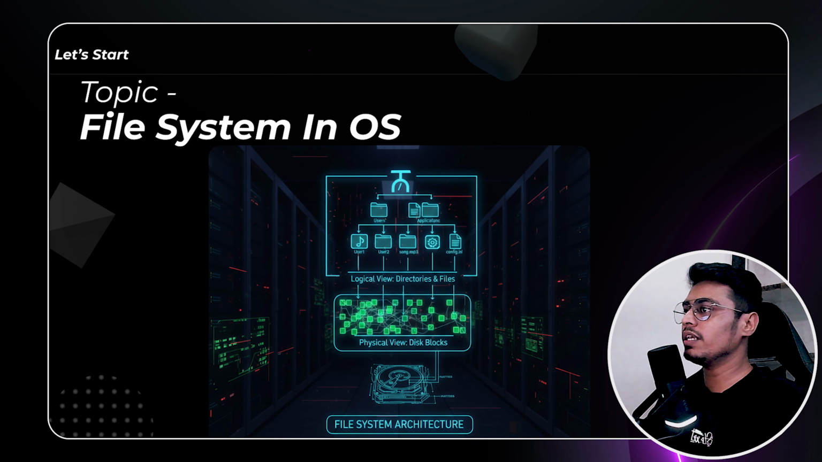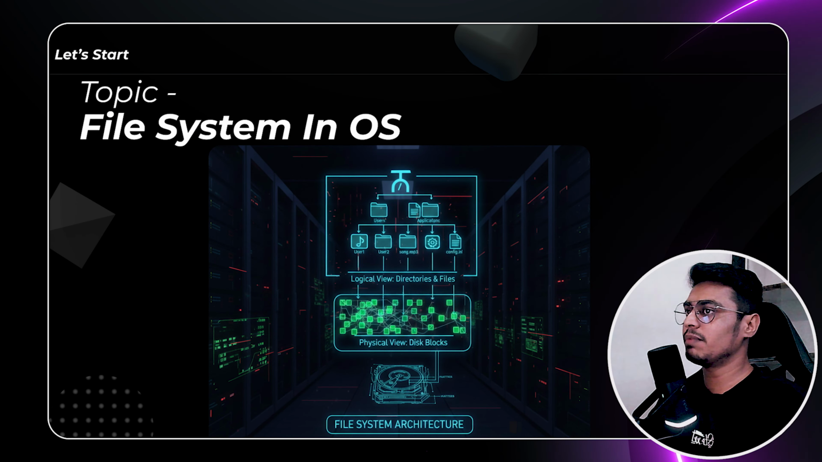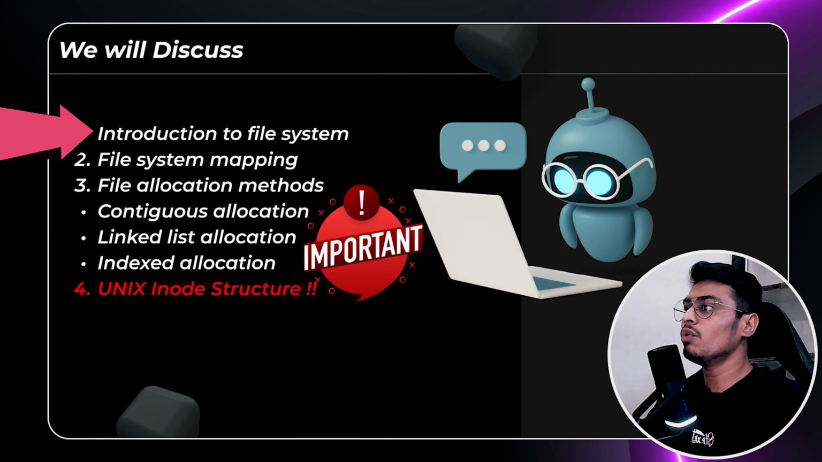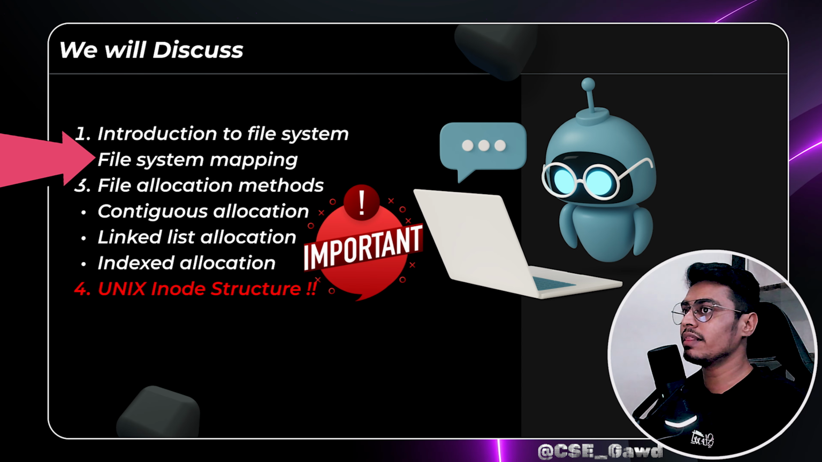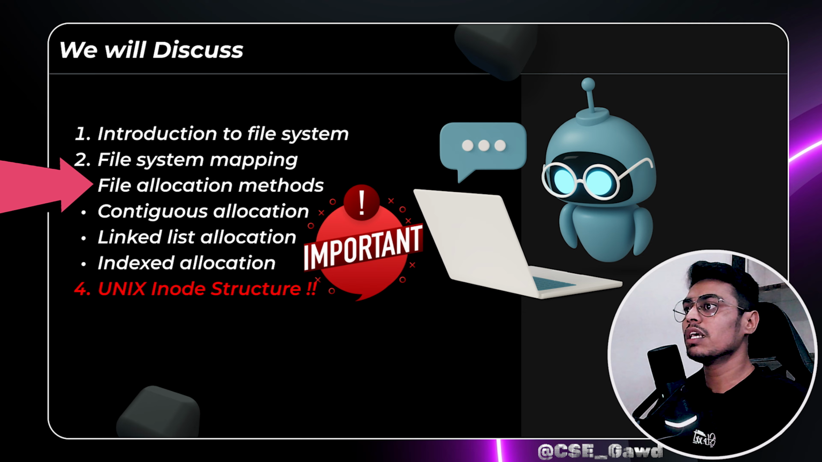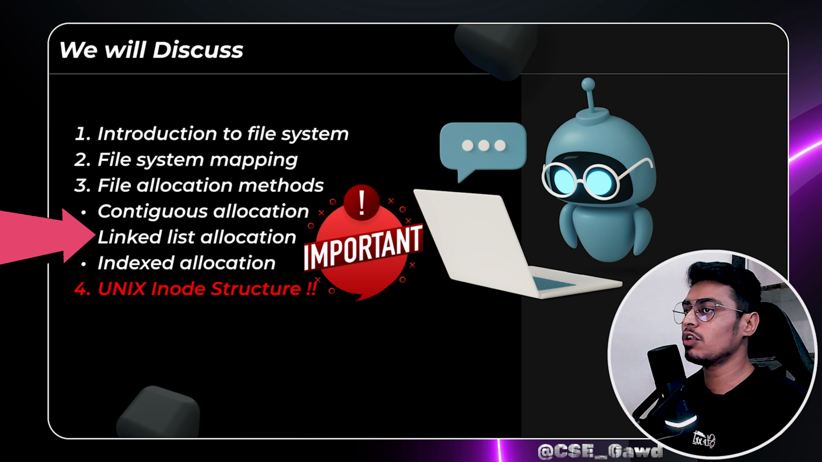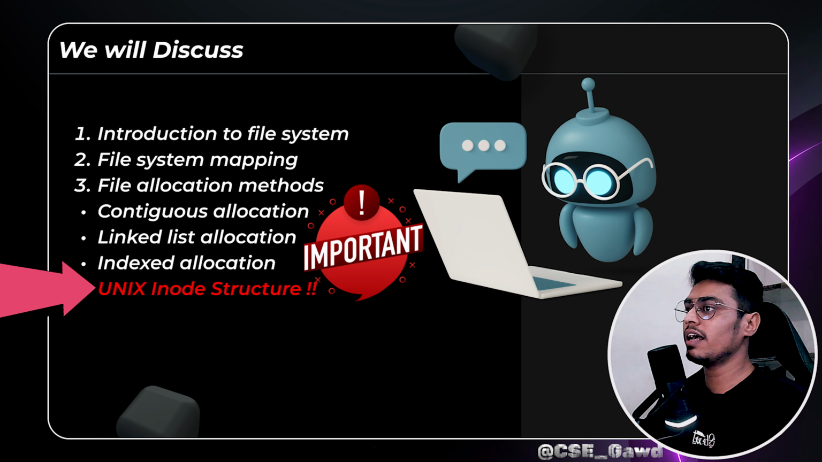Okay, so hello everyone. In this video, we will cover the complete file system in operating system. We will first discuss the introduction to file system, then file system mapping, and then file allocation methods, which involve contiguous file allocation, linked list allocation and indexed allocation. And at last, a very important topic, UNIX Inode structure.